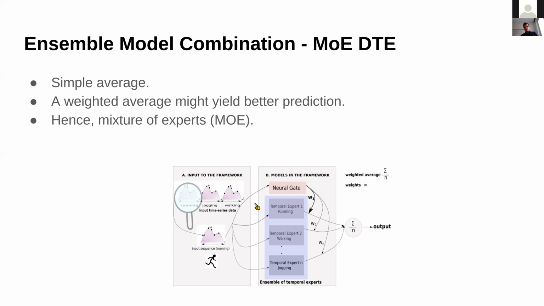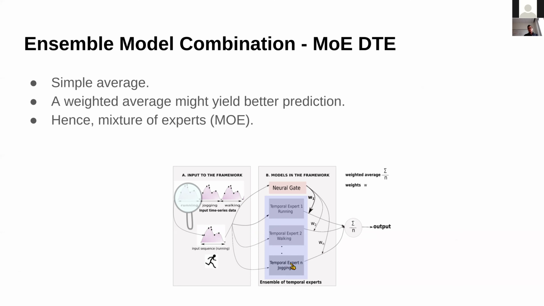What happens there is that given a particular input sequence, and for the explanation, I'm assuming that these time series sequences represent running, jogging, and walking. Let's say we call each of our models a temporal expert. Let us assume that the first model is an expert in detecting running activities, the second model is an expert in detecting walking activities, and the last model is an expert in detecting jogging activity. Now, when we extract this temporal sequence from running, we expect that the running model will be of more importance as compared to the other models. And that's what we want to do.